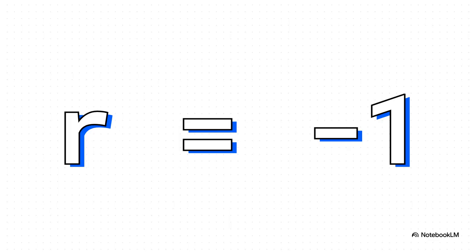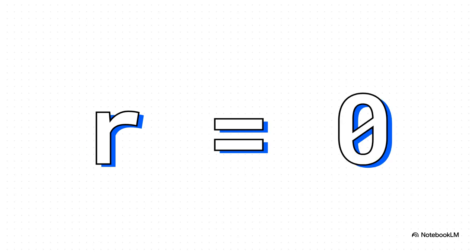And if R is -1, it's the exact opposite, a perfect negative correlation. Think about training for a marathon. The more hours you train each week, the lower your final race time is going to be. One variable goes up, the other goes down. It's an inverse relationship, but it's just as predictable and just as strong.